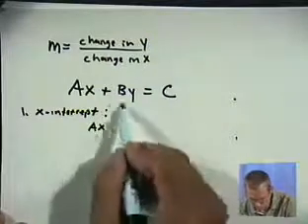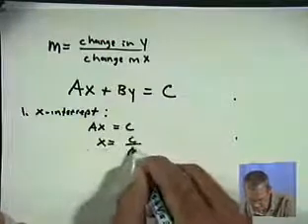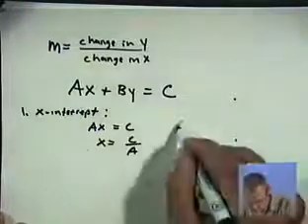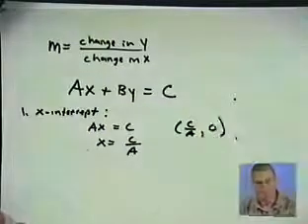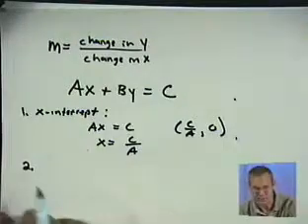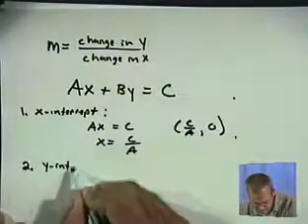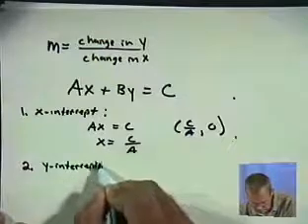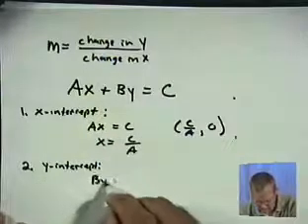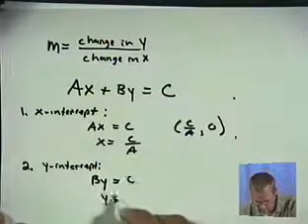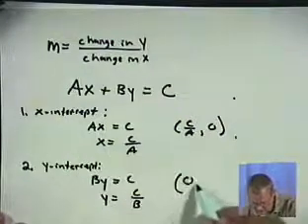So if I set y to 0, this would disappear. So there's 1 point. The x-coordinate is c over a. The y-coordinate is 0. Well, I need 2 points to find the slope of a line, so we'll also find the y-intercept, and we do that by setting the x-coordinate equal to 0. If I set x equal to 0, this goes away, and we get by equals c, or y equals c over b. So that's the point. The x was 0. The y was c over b.